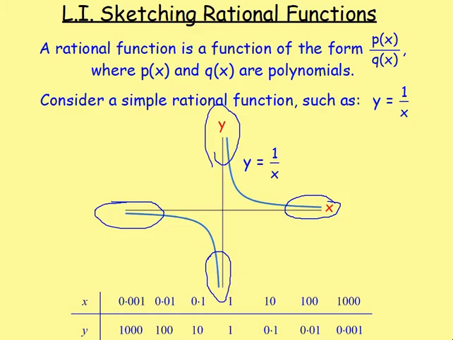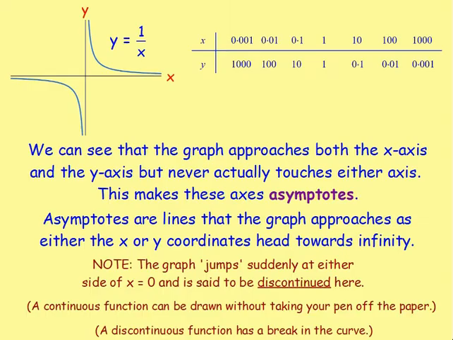Really, a line that this happens to, a line that as it goes towards infinity the graph gets closer and closer to but won't touch, is known as an asymptote. So asymptotes are lines that the graph approaches as either the x or y coordinates head towards positive or negative infinity. You can see here that the graph jumps either side of x equals 0, in other words your y-axis, and it's said to be discontinuous there.